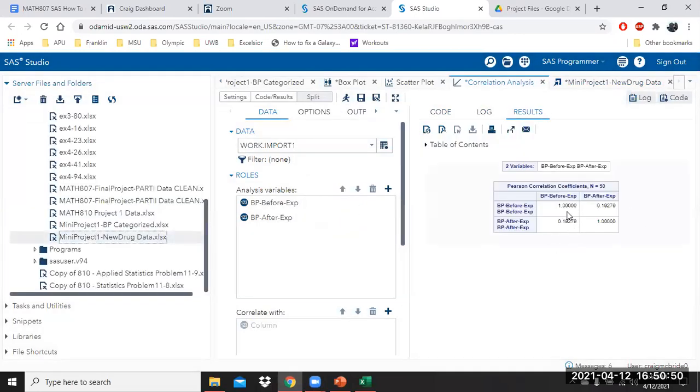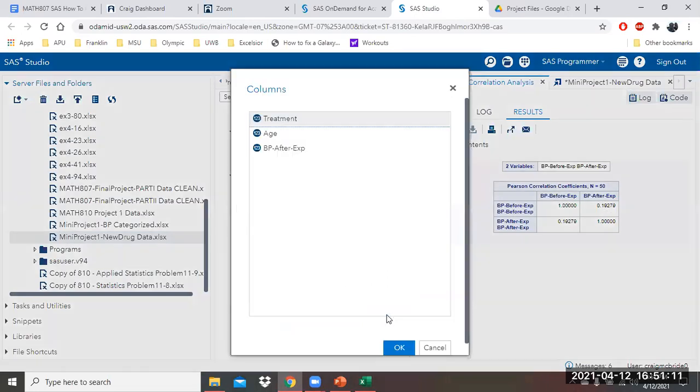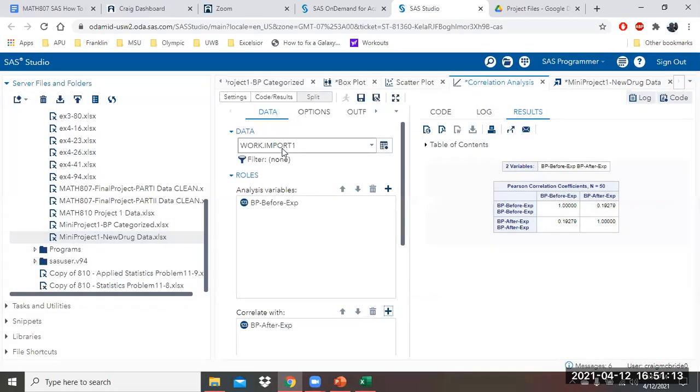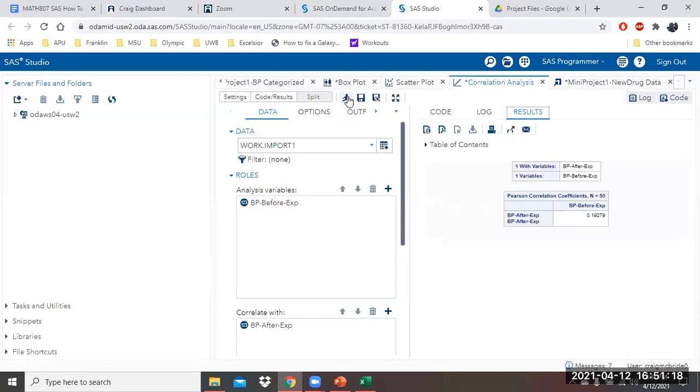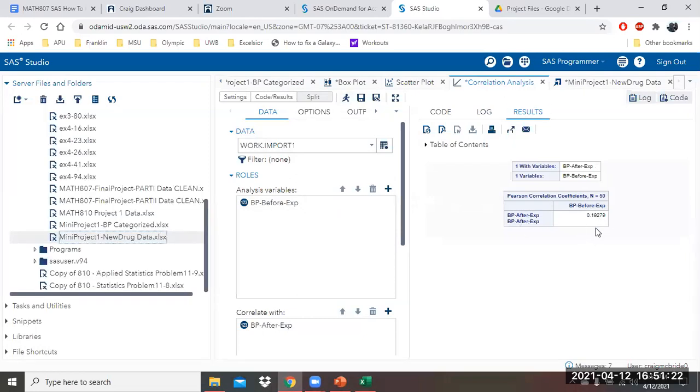Yeah. So what it does is, here's the BP before and the BP after, and then here's the BP before and the BP after. Now let's see what happens if we change it. So 0.19. And then let's put it down here, BP after, and run it that way. Same thing, 0.19, right? BP before versus BP after.